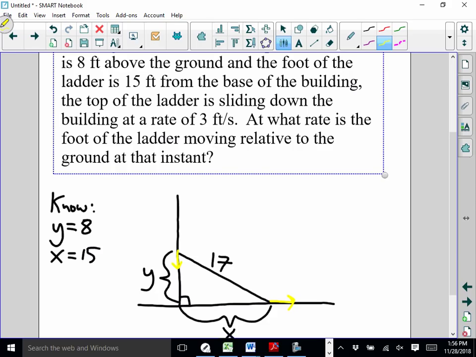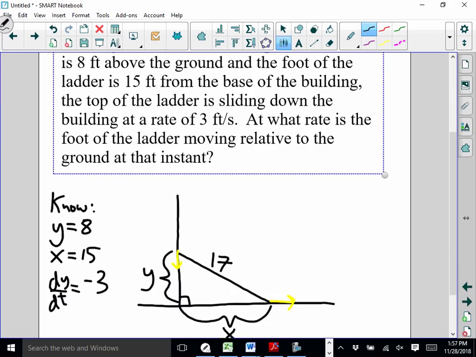A second later, this ladder is going to have slid a little bit more and y is going to be a smaller number. So the rate of change of y has to be negative. So I'm going to say dy/dt equals negative 3. Some of you did a really good job of catching that right away with the Adriana and Brandon problem. If you didn't catch it right away, that's fine, as long as you catch it by test day. So dy/dt equals negative 3.